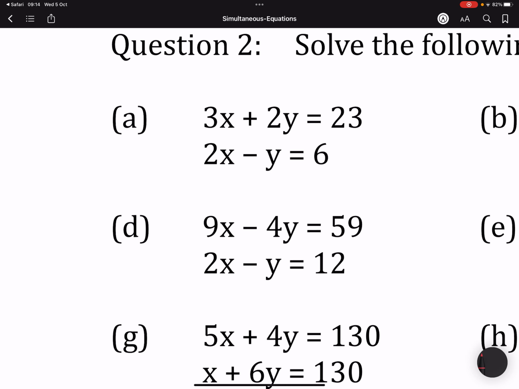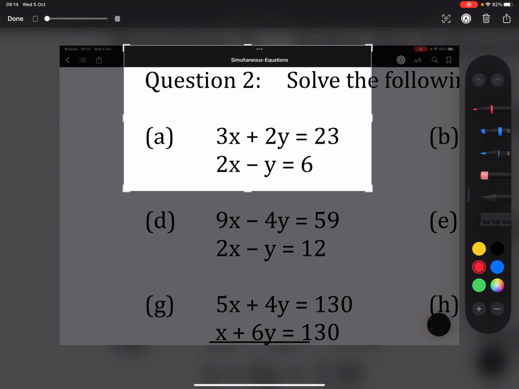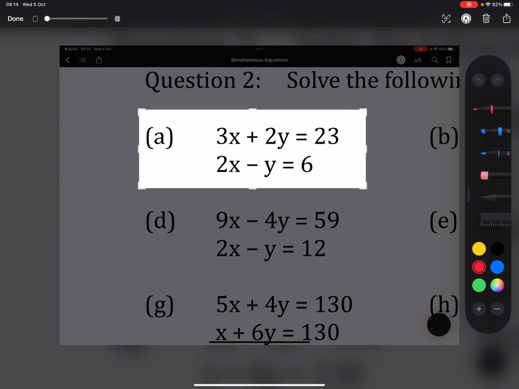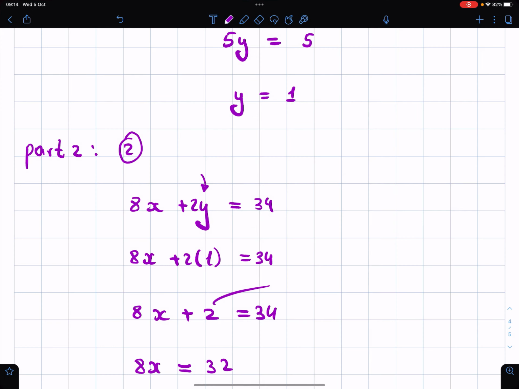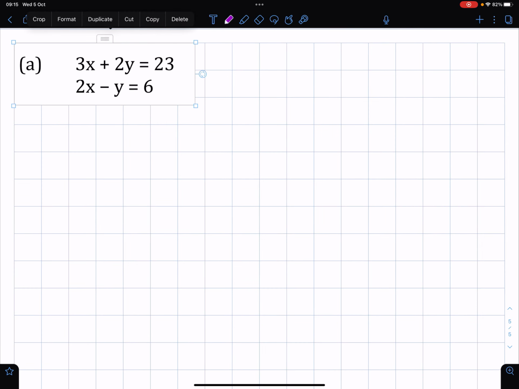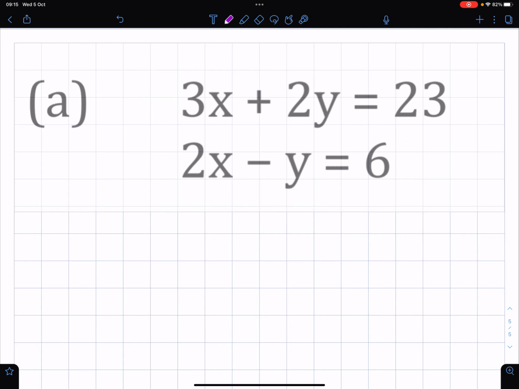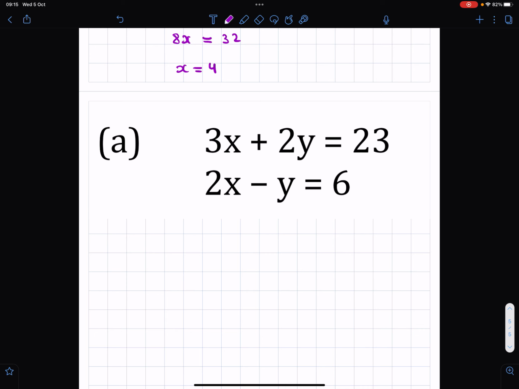I want you all to focus on question 2A. So what we are looking to do is make the coefficients the same. I'll just copy that and put it on Notability over here. But how will we make the coefficients the same? How will we do that?